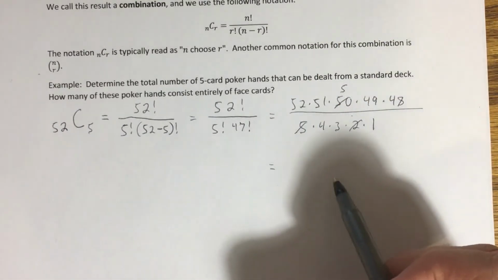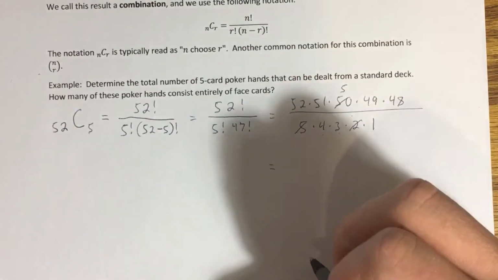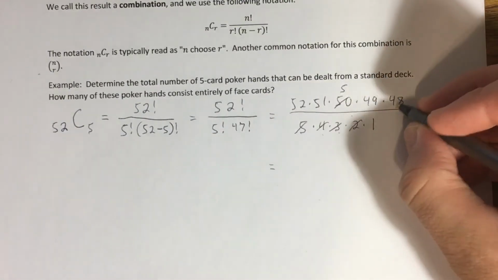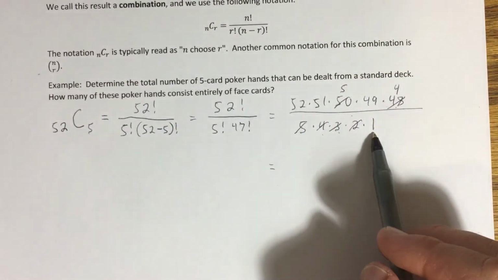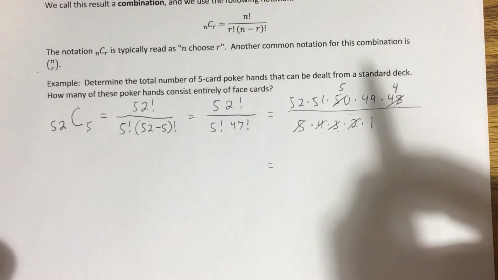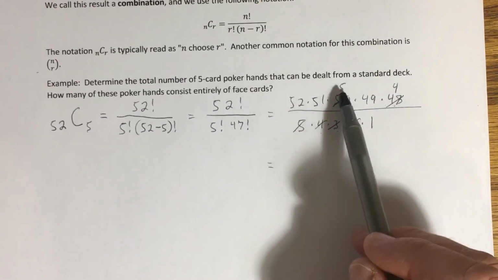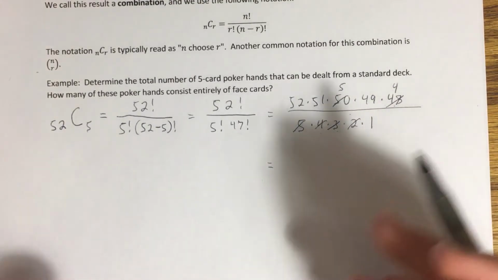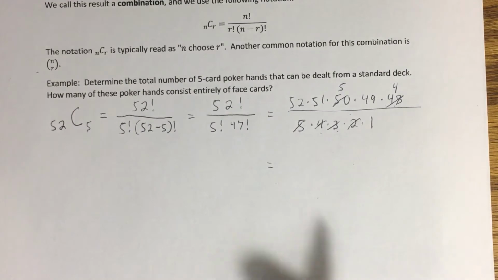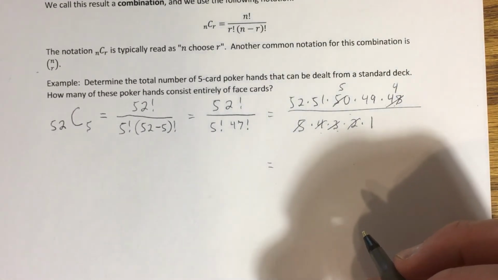What else do I have? I have a 4 and a 3. Well, 4 times 3 is 12, and 12 goes into 48 4 times, so that's going to become a 4. And this 1 down here doesn't really affect anything, so we can ignore it. Really what I have now is 52 times 51 times 5 times 49 times 4. Probably still use a calculator at this point, but now it's minimized the amount of stuff you have to punch into your calculator.